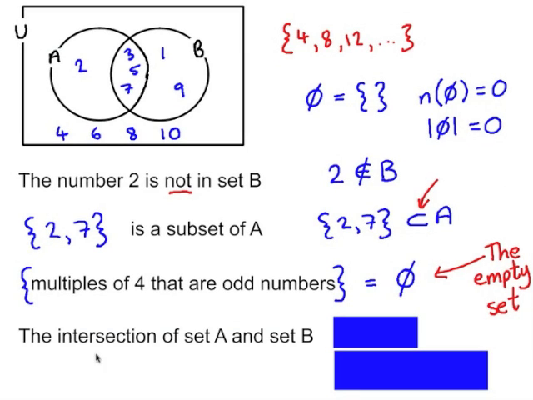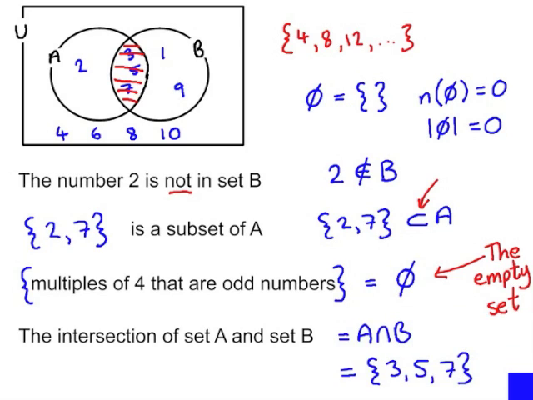Back to our example, and now we're going to consider the intersection of set A and set B. This is the region of the Venn diagram where set A and set B overlap. And the symbol for that is this croquet hoop here, A intersect B. And we can list the elements using curly brackets and commas. The intersect of A and B is {3, 5, 7}.